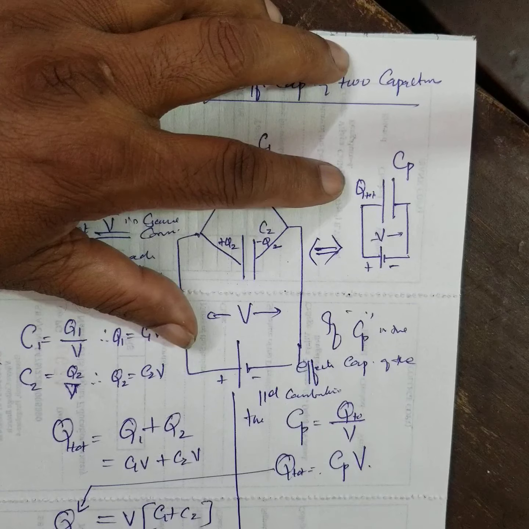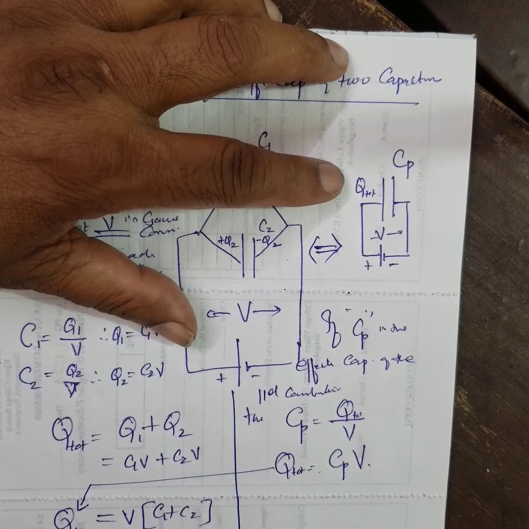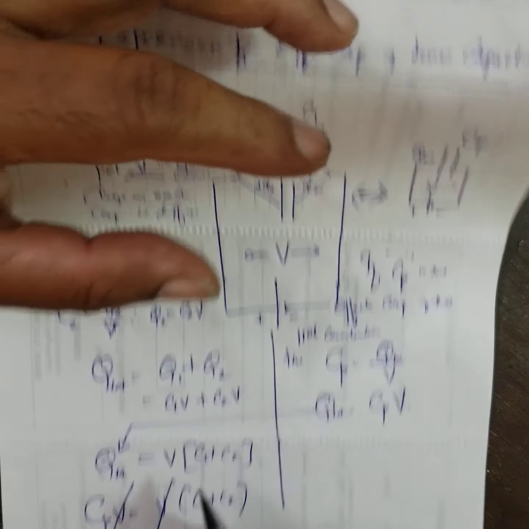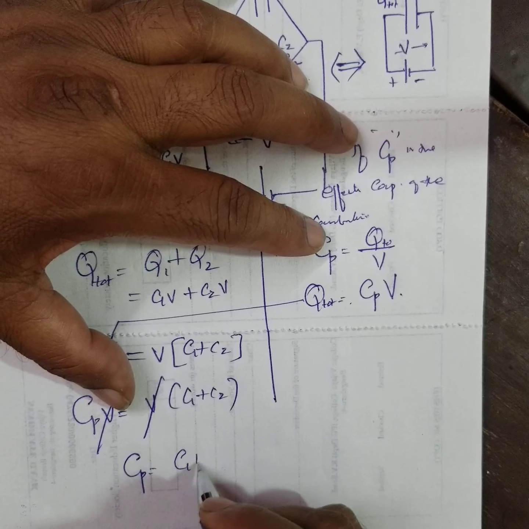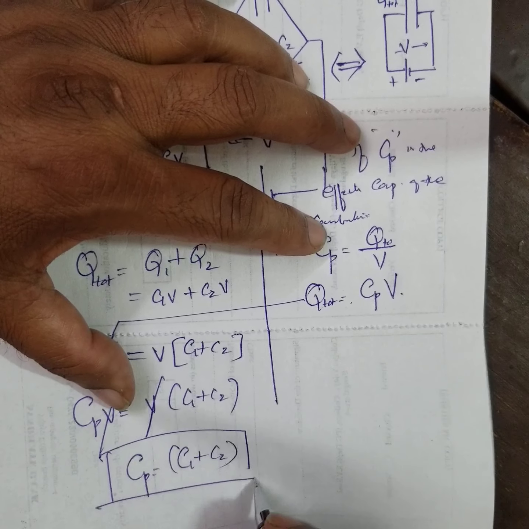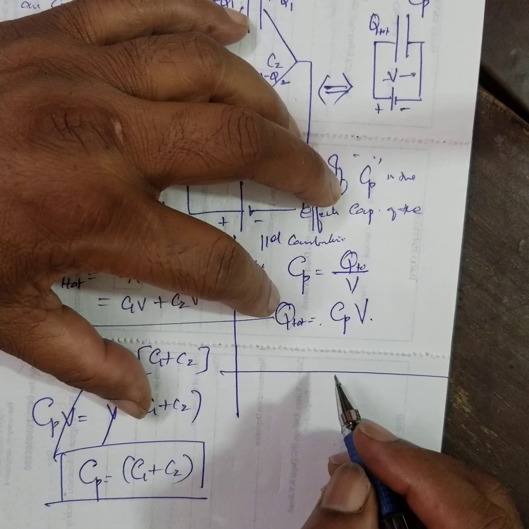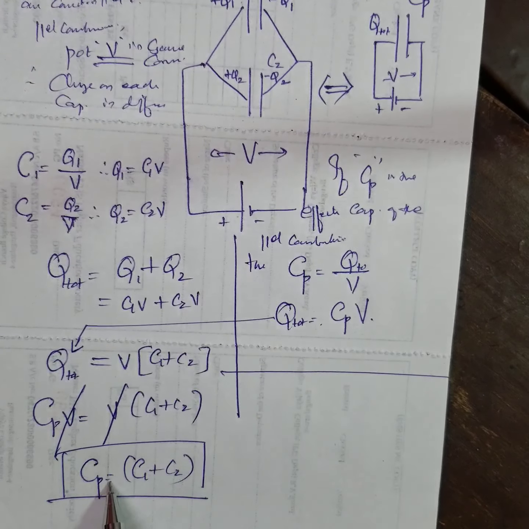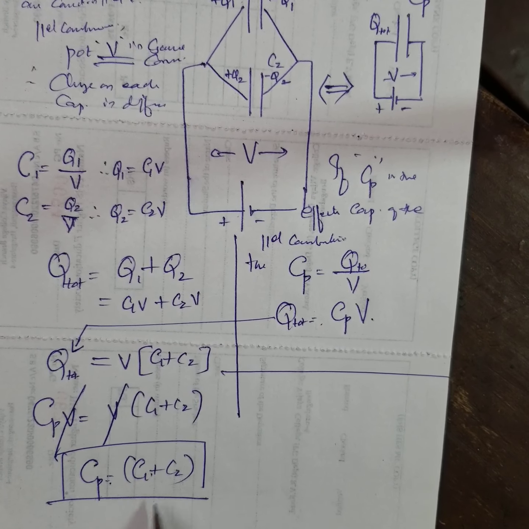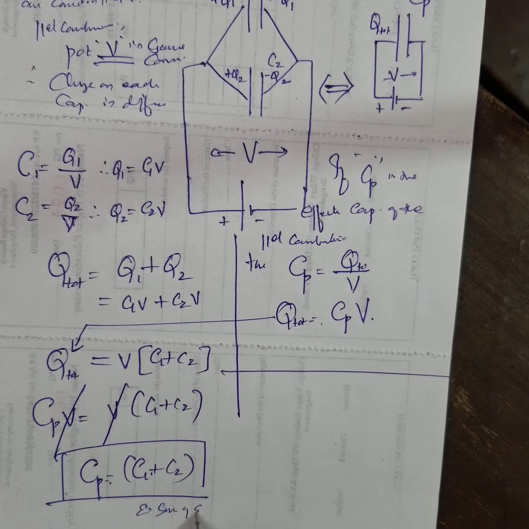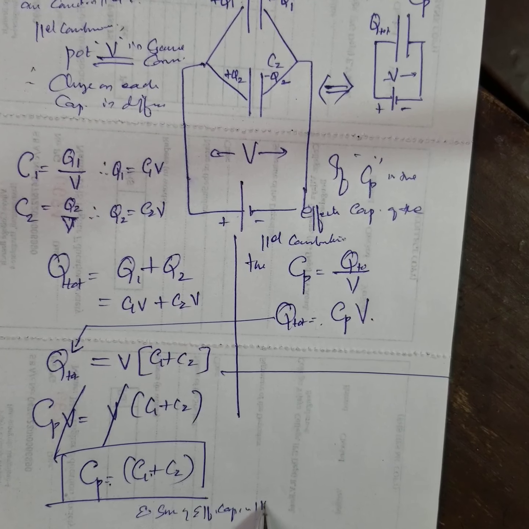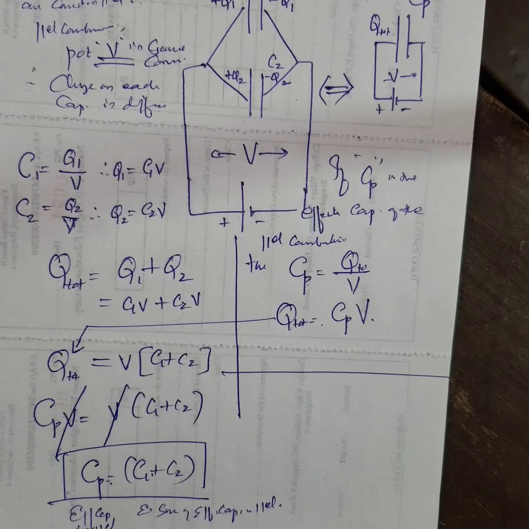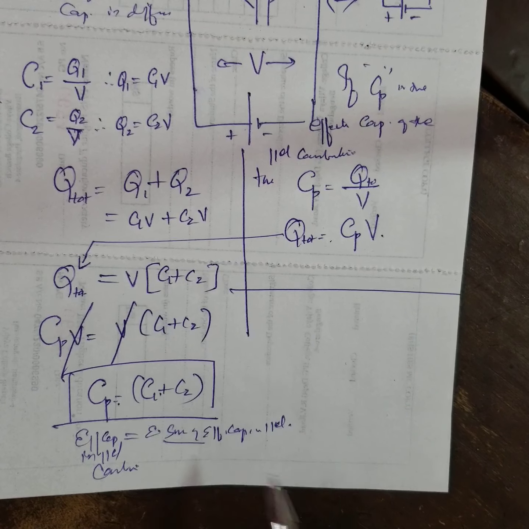Substituting here, what will we get? Cp V is equal to V times (C1 plus C2). Both V get cancelled. Therefore, Cp is equal to C1 plus C2. In general, therefore, the effective capacitance of the parallel combination is equal to the sum of the effective capacitances.